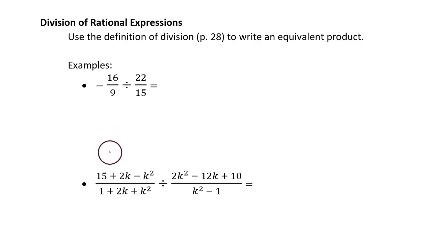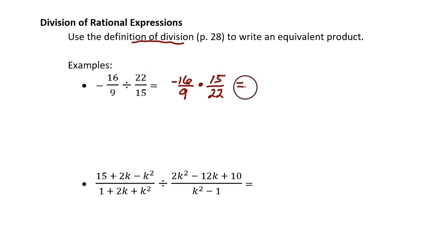So we just worked some multiplication problems involving fractions or rational expressions. Let's try some division problems. One way to simplify division of fractions is to use the definition of division that we studied on page 28 of the book. The definition of division states that dividing by a fraction is equivalent to multiplying by its reciprocal. So we can take the fraction negative 16 over 9 and multiply by 15 over 22. That is equivalent to this original division problem.